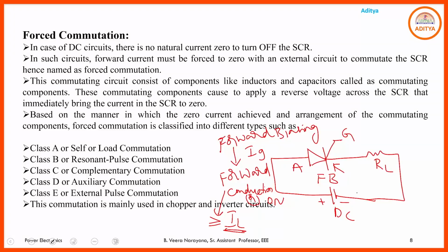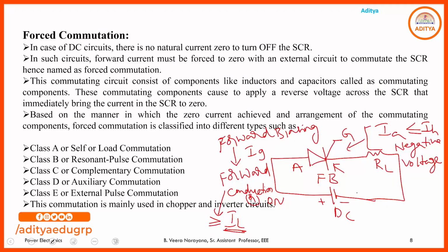So how do you turn off the SCR? If you want to turn off the SCR, you must ensure that the current flow through the SCR is equal to the holding current or less than the holding current, and some negative voltage is available across the SCR. Then we say the SCR will be in the off state. To fulfill these two conditions, to turn off the SCR, we depend on the external circuit.